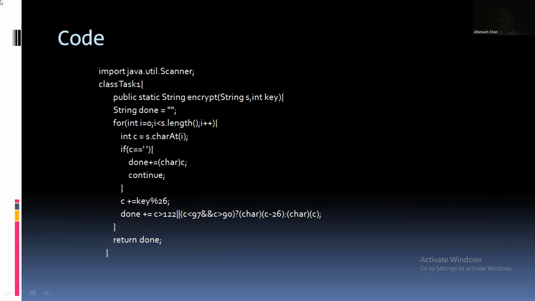In this, you can see that I have made an encrypt method. In this, I took a string, made an empty string, and then ran a loop in which I took a character from the string and a C variable. Then I check if there is any space in it, so continue. Otherwise, we add the modulus of the key. After that, we check the condition that if it is greater than 122 or comes in the range of 97 or 90, we subtract from it. Otherwise, we will take that character as it is.